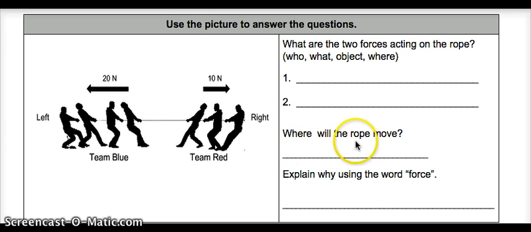Then it says, where will the rope move? You need to decide based off what you see where the rope is going to go. Explain why using the word force. So explain your decision here using the word force. Press pause to do this. Press play when you're done.